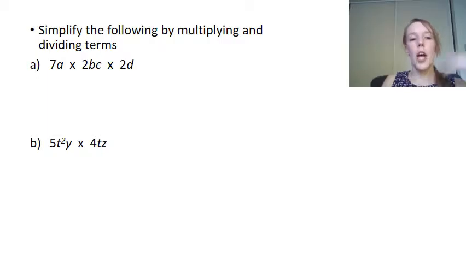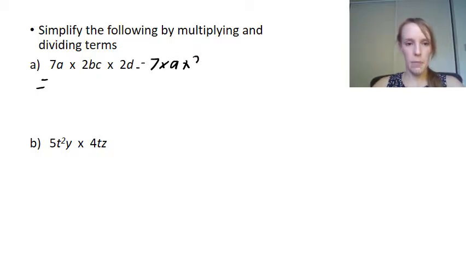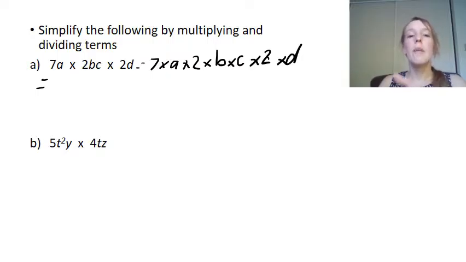Okay, so a bit of an example here. Simplify the following terms by multiplying and dividing terms. So what I would do first is I would rewrite it and put all the numbers together. Remember, multiplication doesn't matter what order we're in, and what this is actually saying is 7 times A times 2 times B times C times 2 times D. So it doesn't really matter what order we put that in because it's all multiplication, so we can mix the order around and still get the same answer.